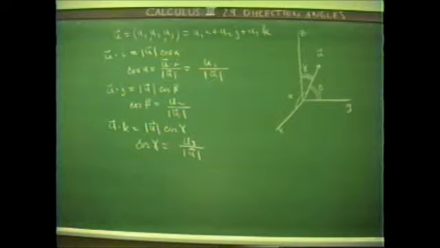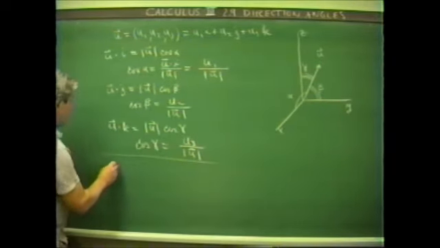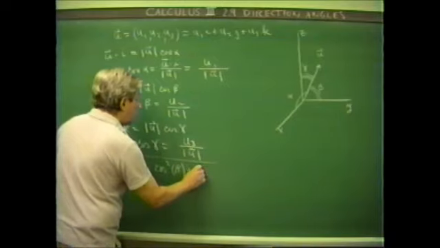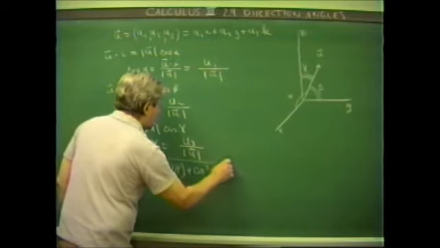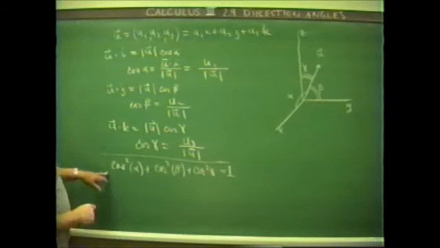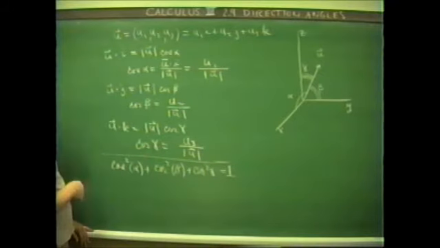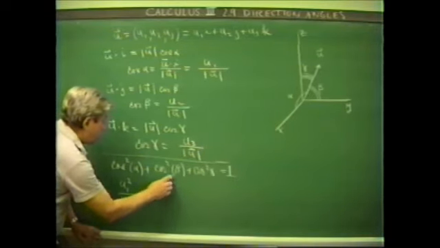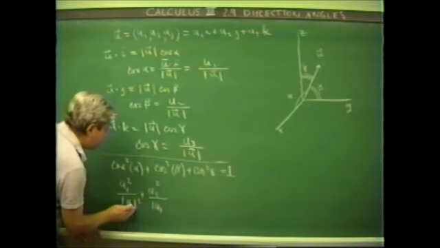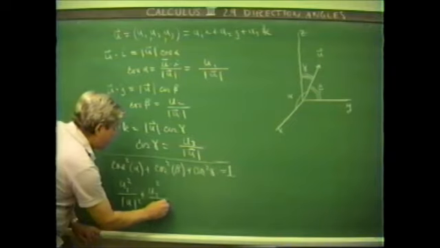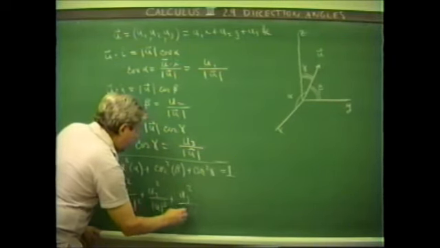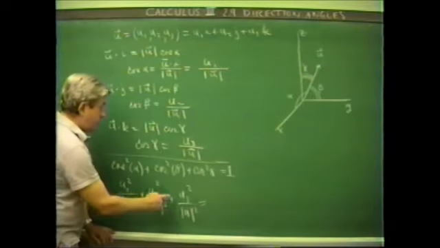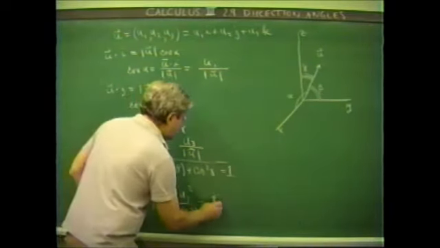Right. Now, an interesting relationship between these angles is the following. Cosine squared of alpha plus cosine squared of beta plus cosine squared of gamma is equal to what? Cosine squared of alpha is u1 squared over magnitude u squared, plus cosine squared of beta is u2 squared over magnitude u squared, plus u3 squared over magnitude u squared, that's cosine squared of gamma. This is equal to u1 squared plus u2 squared plus u3 squared over magnitude u squared, which is equal to 1.